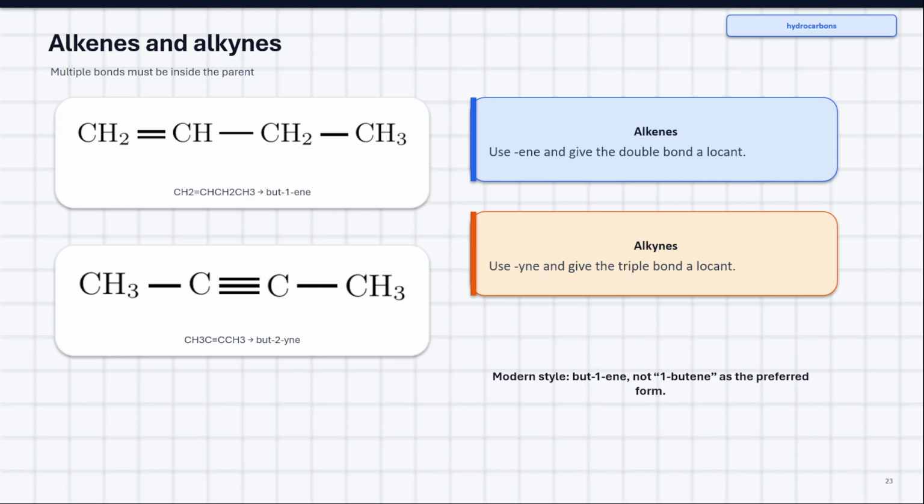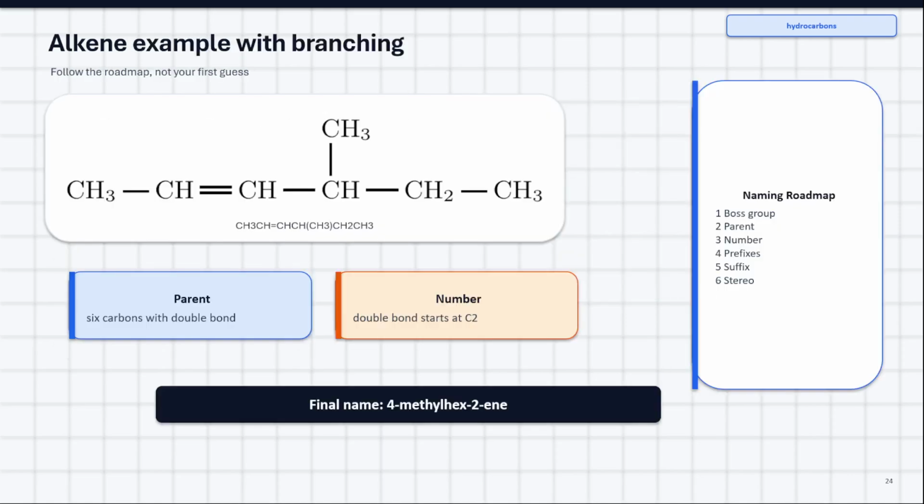Modern IUPAC style places the number right before the ene or yne part. This example is CH3-CH=CH-CH(CH3)-CH2-CH3. First, the parent must include the double bond. The longest chain that includes the double bond has 6 carbons, so the parent is hexene.